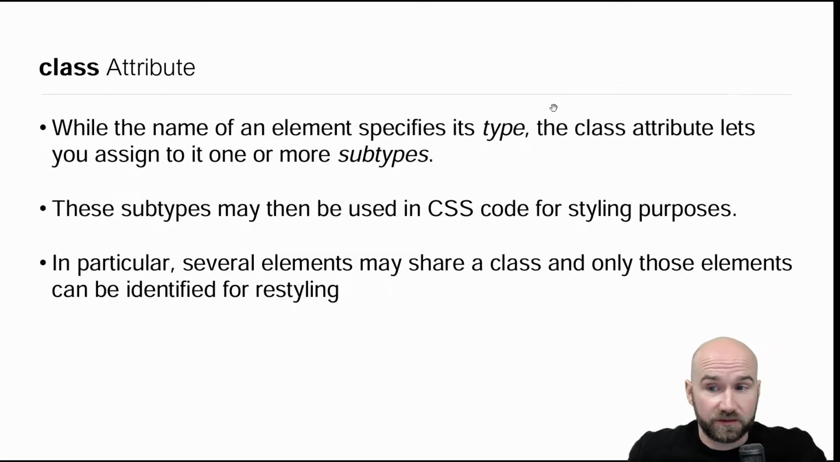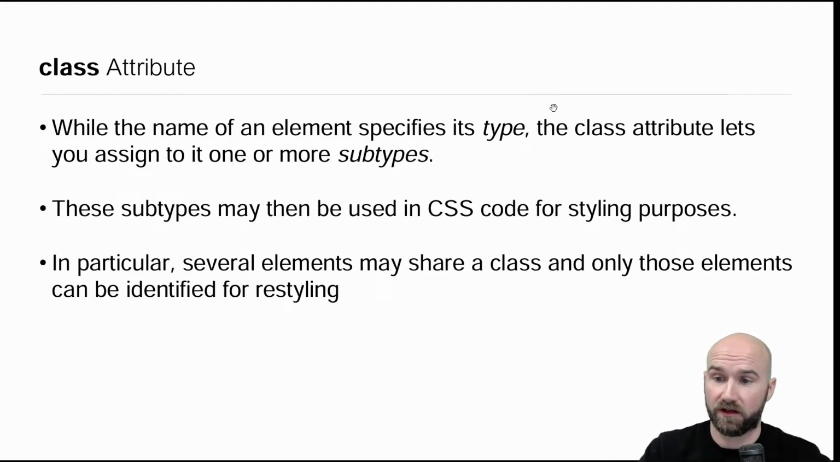So the name of the element specifies its type, but the class attribute lets you assign one or more subtypes. That's one way to think about it. So the subtypes may be used, I guess, for styling purposes in your CSS. So if several elements share a class, we can style them all together in a singular rule.